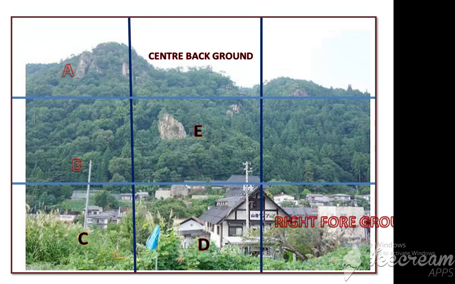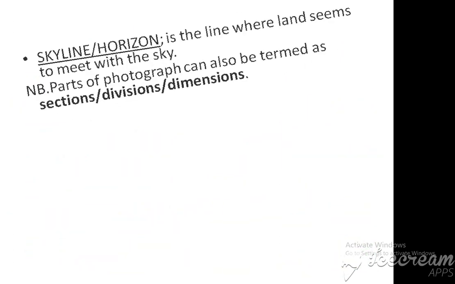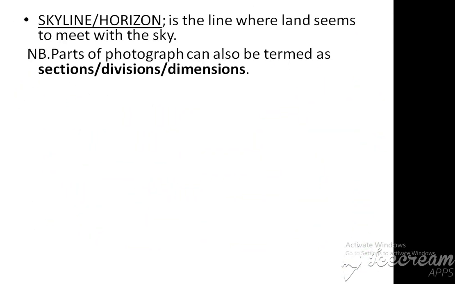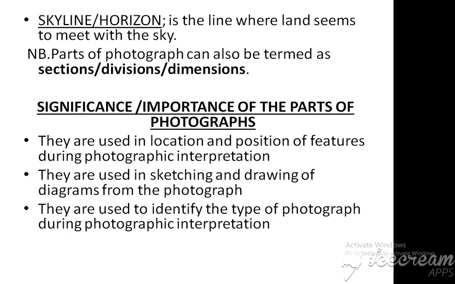Lastly, on the parts of photograph, there is what we call a skyline. We are going to see the skyline, and then the significance or importance of the parts of photographs. They have different importance. The first one is that they are used in the location and position of features. As we have said, you can tell someone that the feature is found in the foreground, there is a house in the background, and many others.